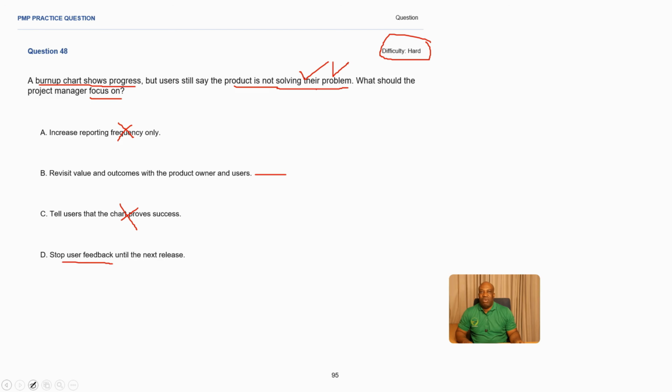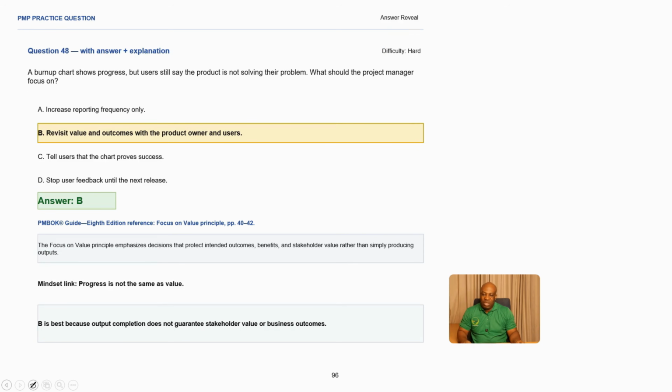User feedback is one of the mindsets. Continuous user feedback. Even in the manifesto of Agile, you're supposed to have continuous feedback with the users, making this one incorrect. So the best answer here is B, which is to revisit value outcomes with the product owner. The product owner is the one who is going to make sure that whatever requirements have been defined are also solving the problem of the users and also include the users. And our reference here is value, which is on page 40 to 42.